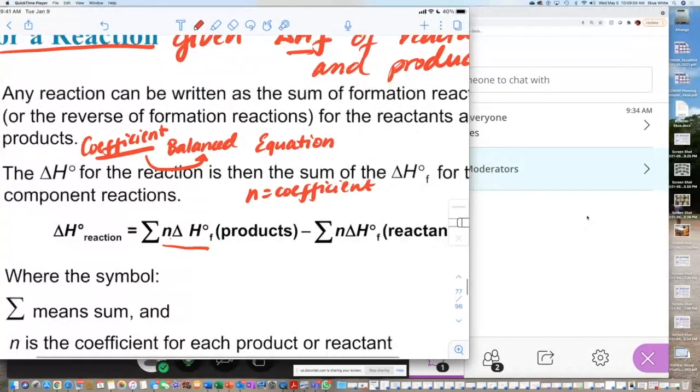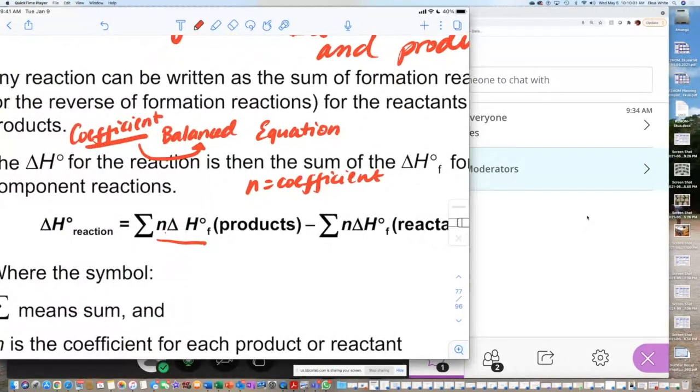Okay, so you can see here it tells you we start off with the product first. So take all the products you have and add their delta HF to each other. That's what the symbol is saying. This symbol says sum. Add them up together. But if they do have coefficients, multiply the coefficients by each product before you add them up together. That's what this is saying. And it will be simpler when I show you how it plays out.